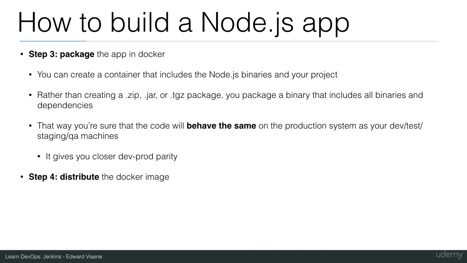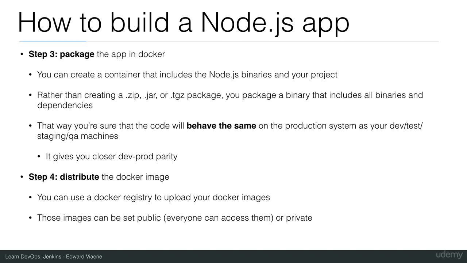And then we have the last step, step 4. You can then distribute the Docker image. You can use the Docker registry to upload your Docker images. Those images can then be set public, so everyone can access them, or private, so only you can access them, or only your organization can access them.